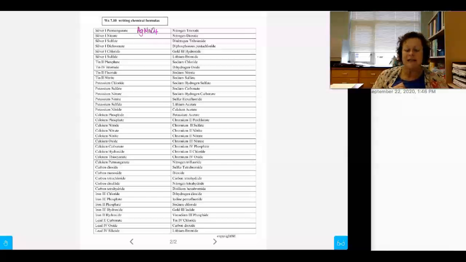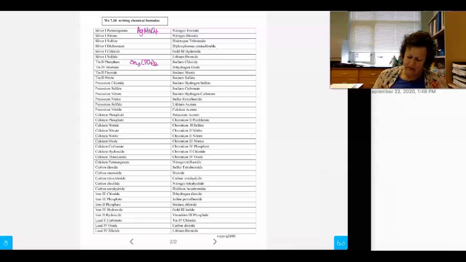All right, let's look at tin 2 phosphate. Tin is the transition metal. 2 is the oxidation number for tin. It's the Roman numeral. And phosphate, it's a polyatomic. Sn3. The oxidation number for phosphate is 3. Parentheses, PO4, 2.